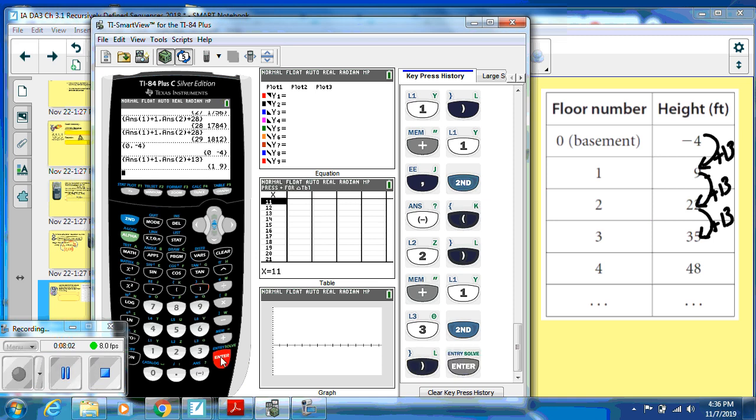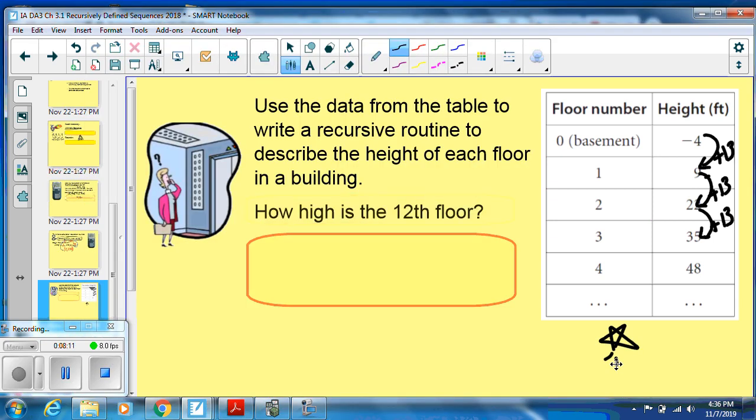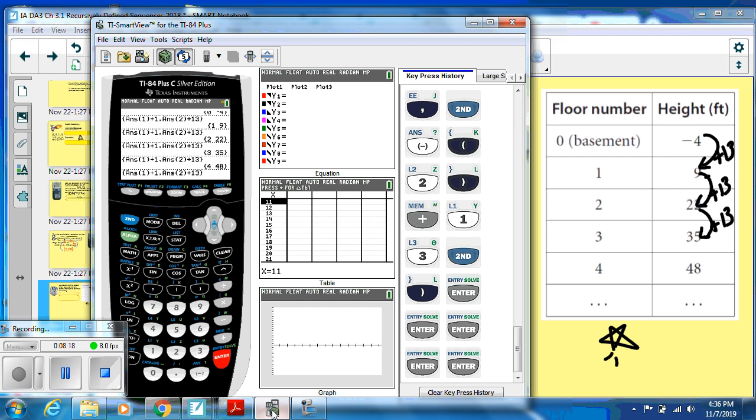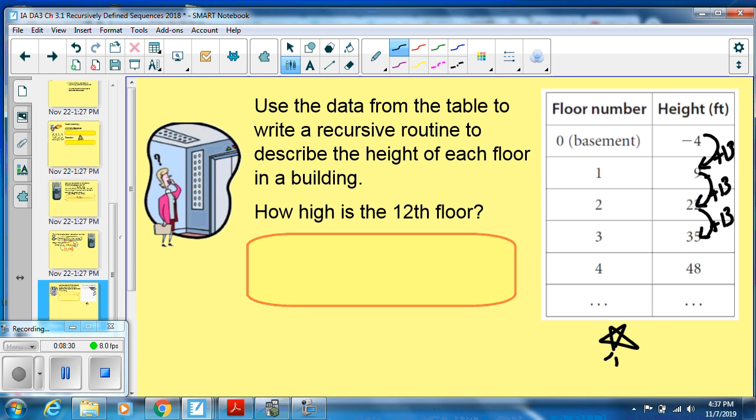All right, so I'm going to hit enter. And it looks like at the first floor I have 9, right? Well, I can already see that on my table of values here. Our question is, how high is the 12th floor? So on my calculator, I want to continue to hit enter until I find the 12th floor, 4th, 5th, 6th, 7th, 8th, 9th, 10th, 11th, and 12th floor. So it looks like my 12th floor is 128 feet above ground.